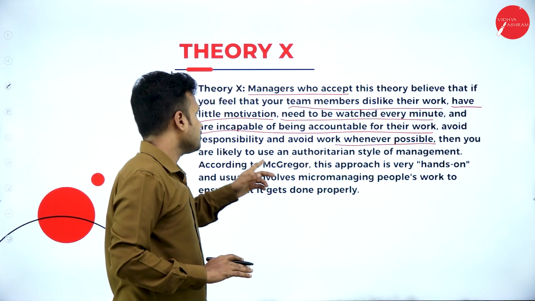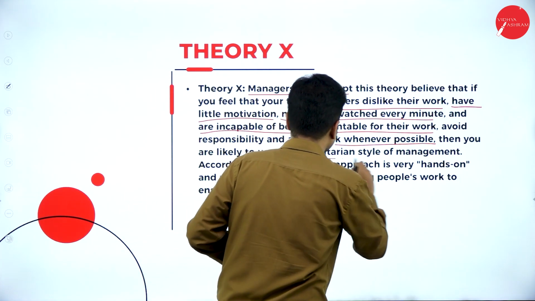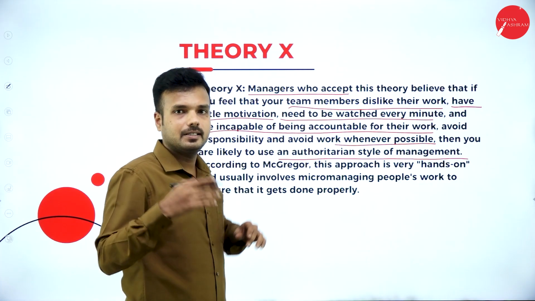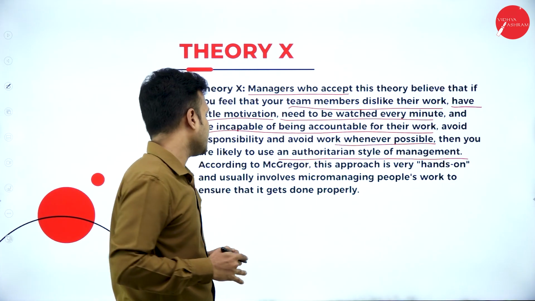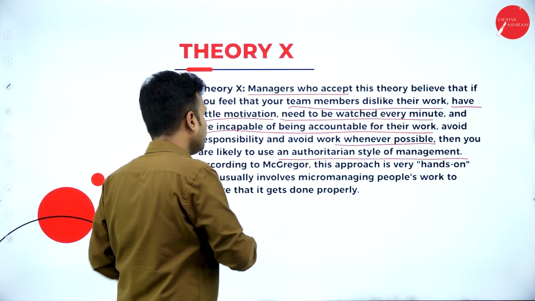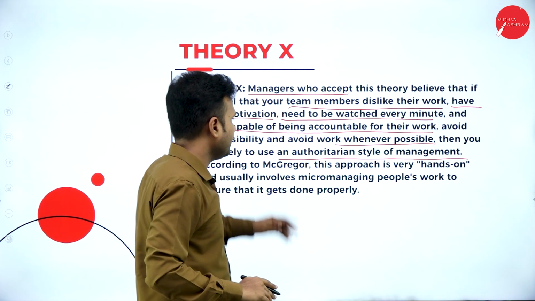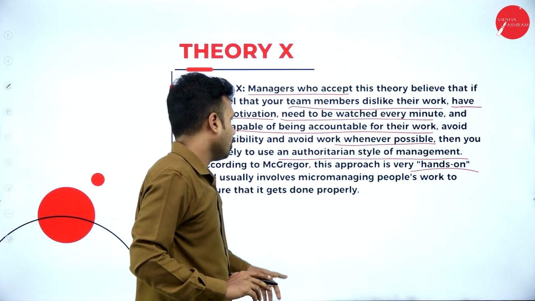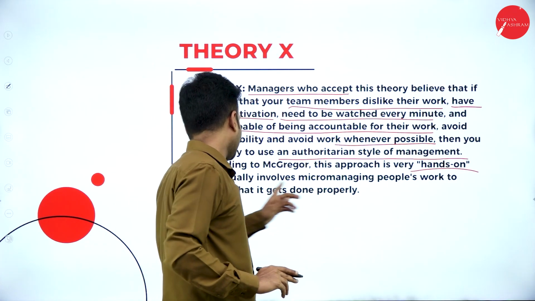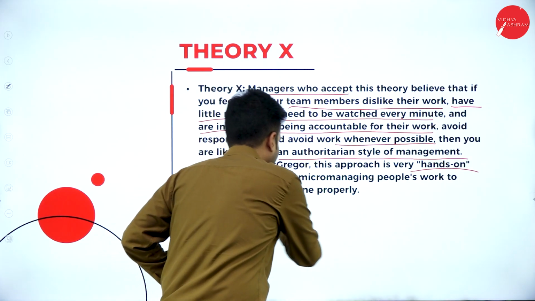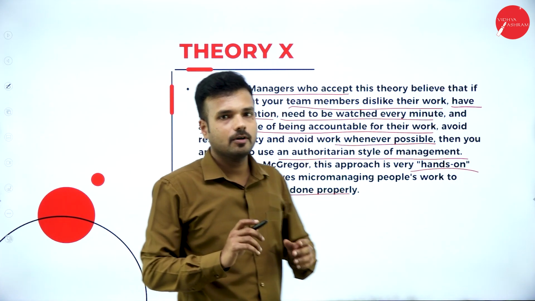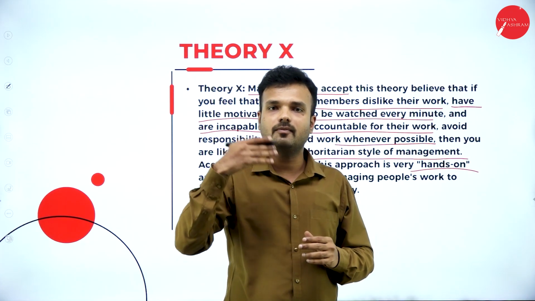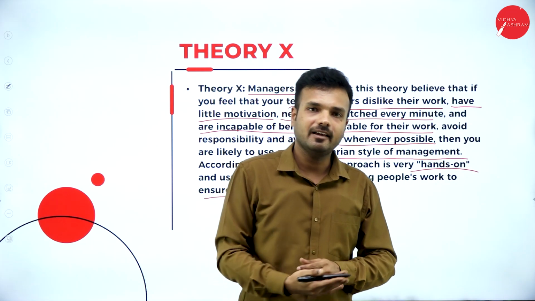Then you are likely to use an authoritarian style of management. In terms of the mindset of the individual, the manager must use the authoritarian kind of management, according to McGregor's approach, that is hands-on and usually involves micromanaging people's work to ensure that it gets done properly. So there are a number of micromanaging people who are going to work towards the organization to get the work accomplished effectively and efficiently.